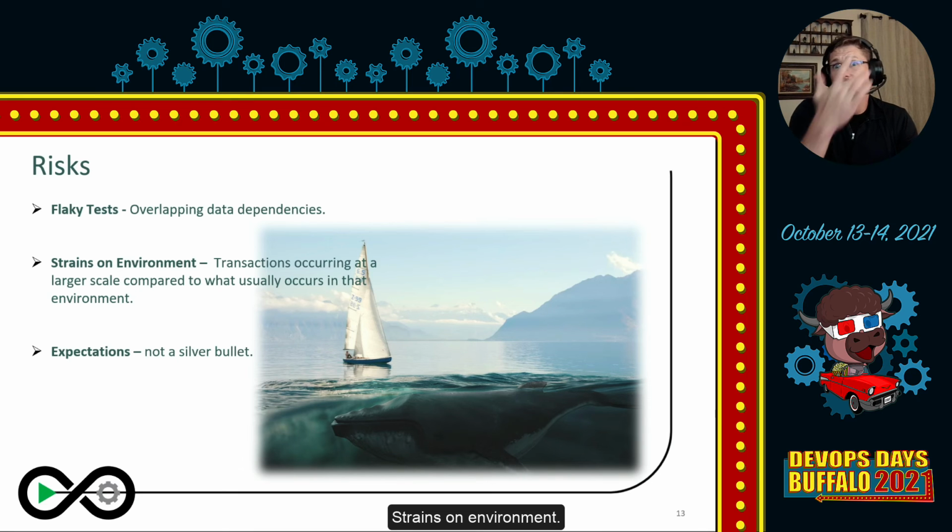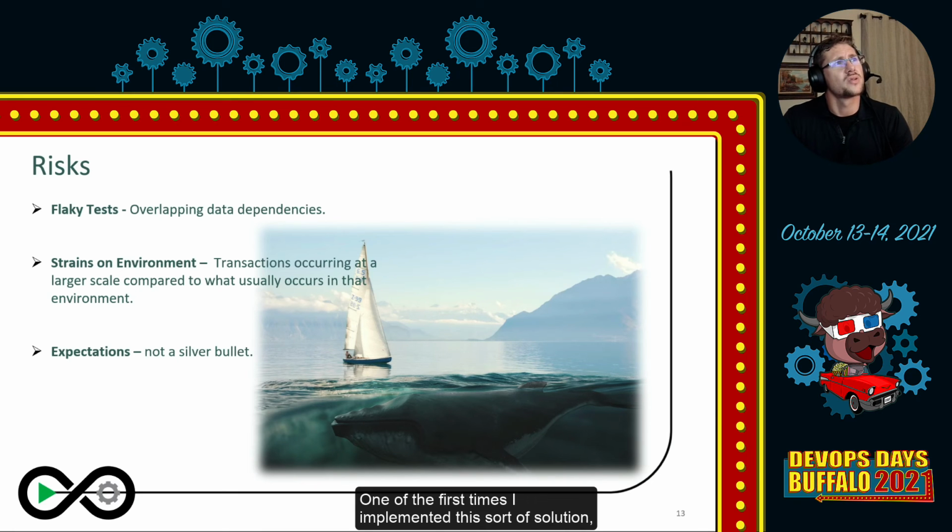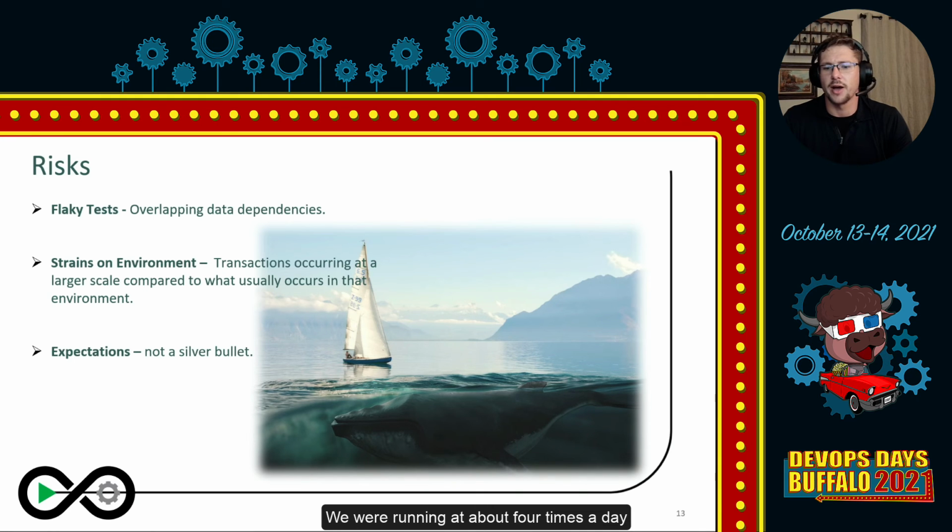Strains on environment. One of the first times I implemented this sort of solution, we ran our regression a lot more than we typically did. We were running it about 4 times a day versus once a day because our execution had gone from, I think that team was at 6 hours, and we cut it down to 45 minutes. One of the things you'll see though is once you run that execution a lot more, if you're in a lower environment like a dev or test, not like a cert or perf really, you could see that the environment itself is not able to handle that amount of transactions running through it.